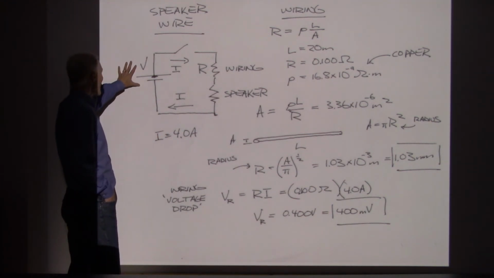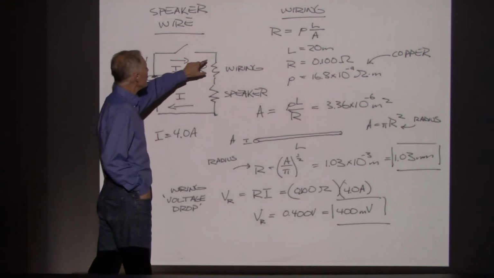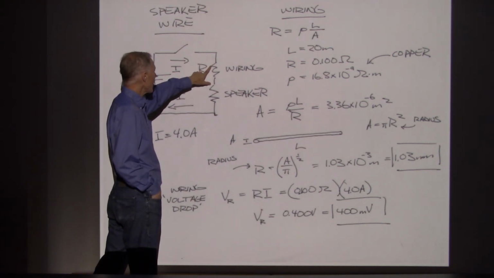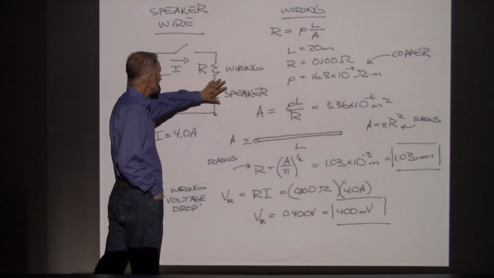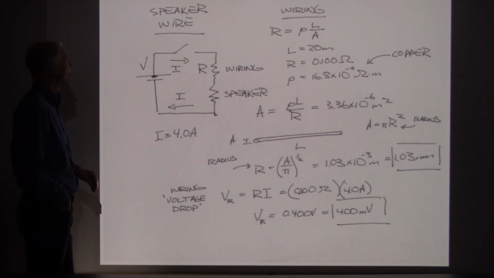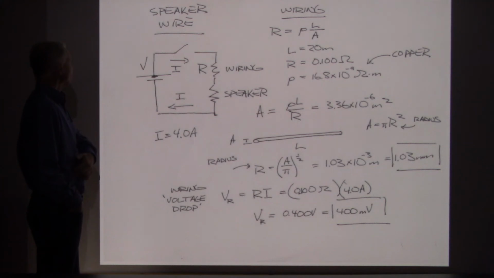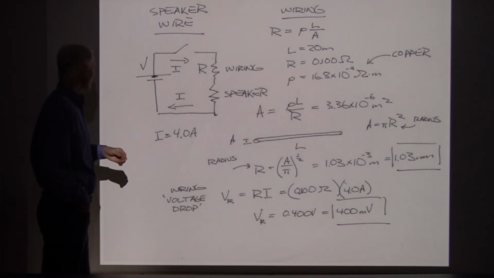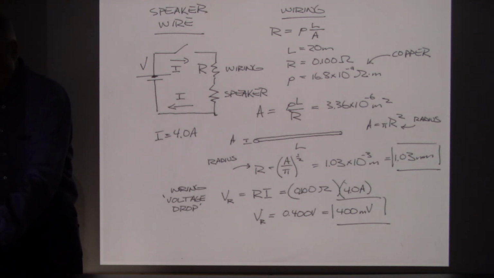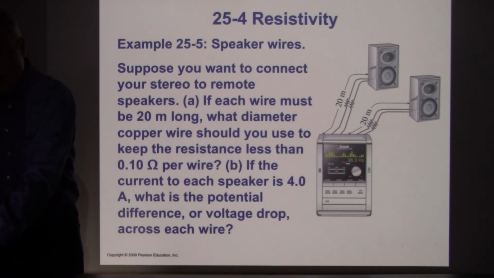So again, here's a battery. Here are two resistors, the resistance in the wiring itself, and then here is the resistance in the speaker, the device that we're trying to provide power to. And so what we can do here is, let me check the numbers. This is saying 4 amps. Is that what they said? Yeah. So it says each speaker is going to get 4 amps.